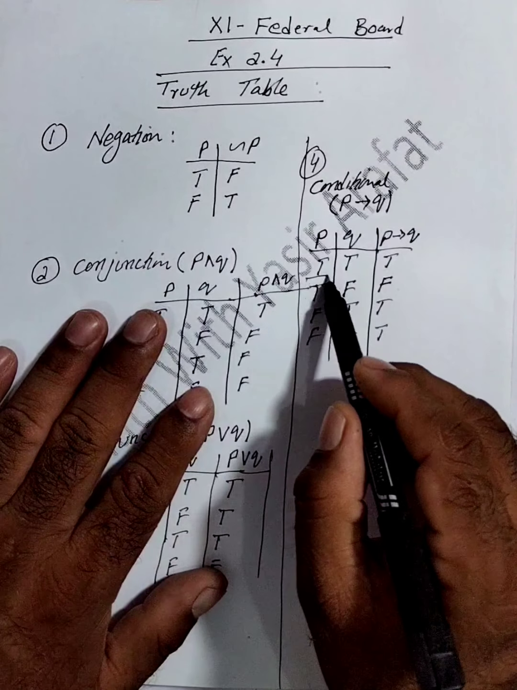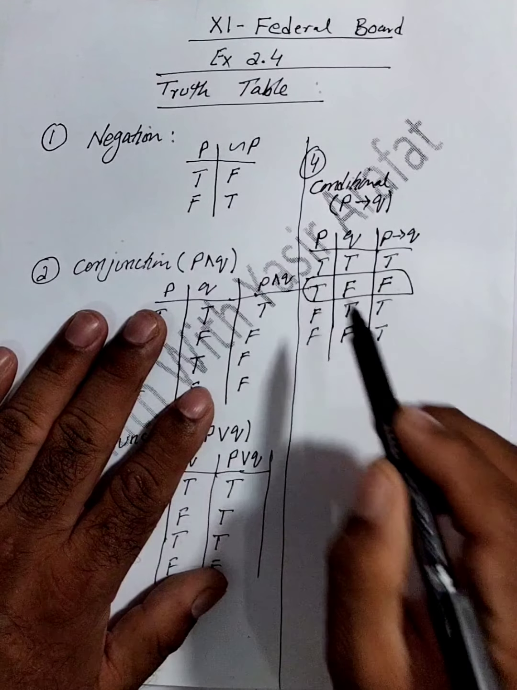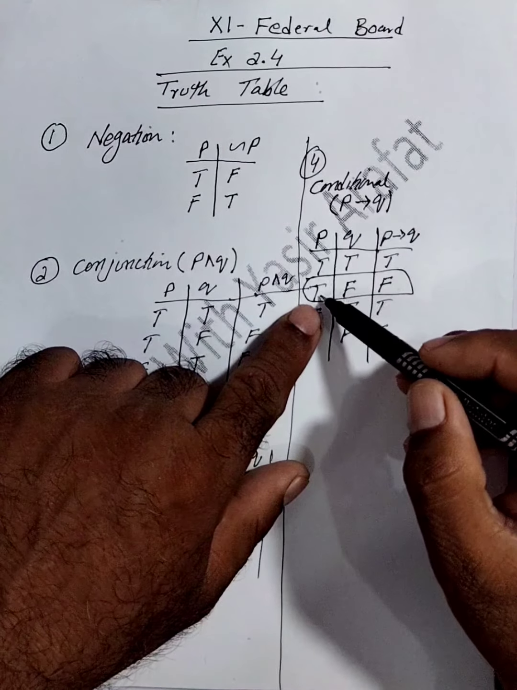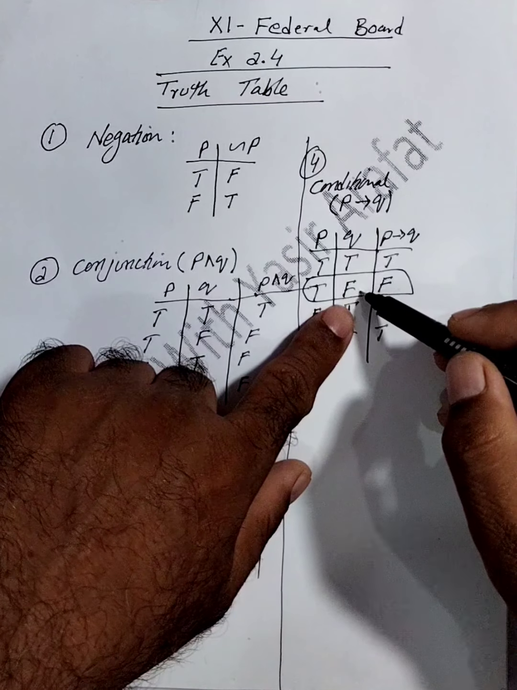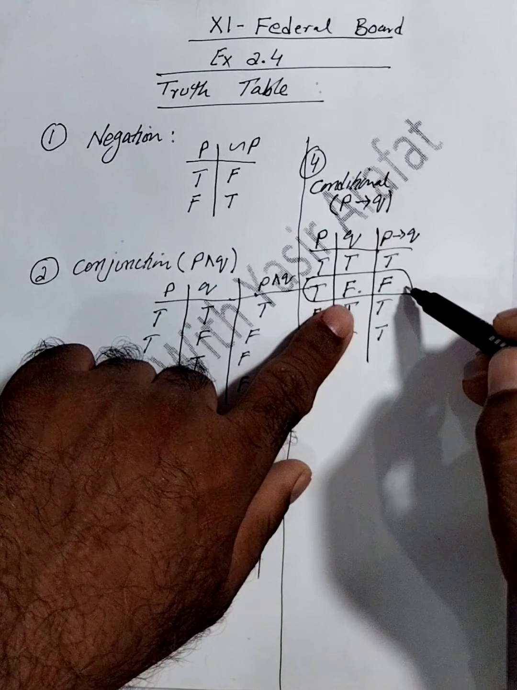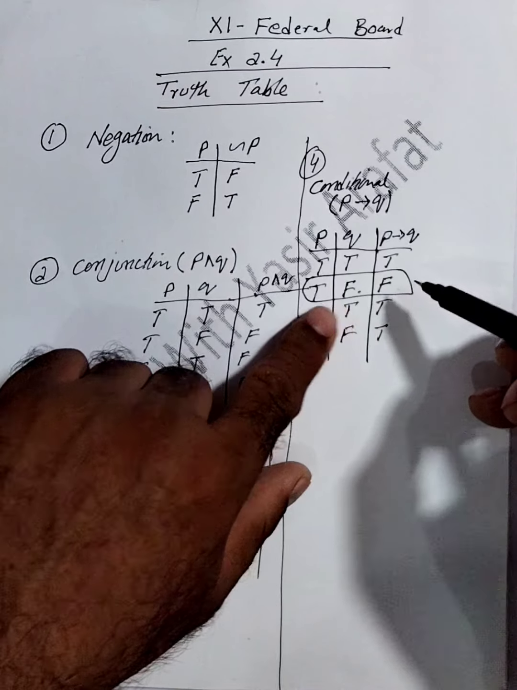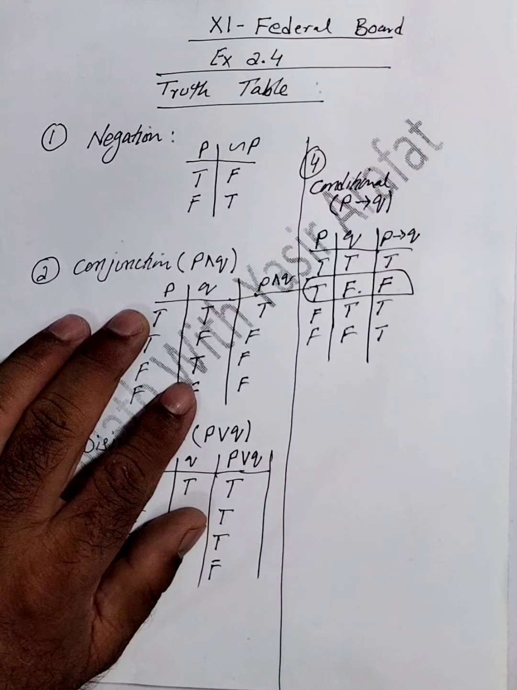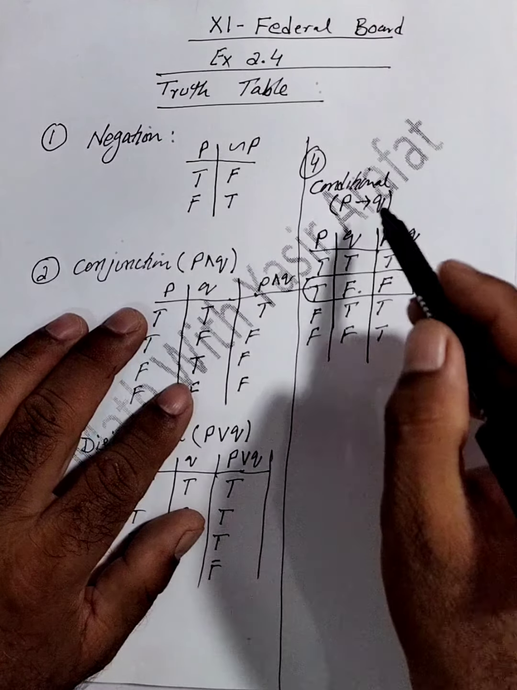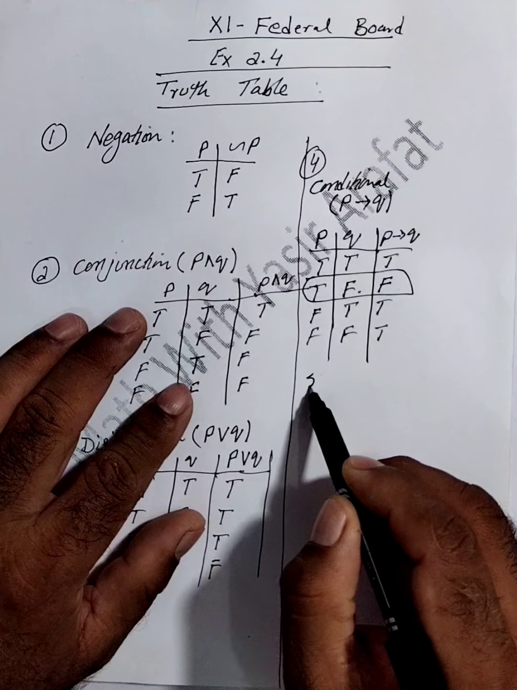Again listen, I am going to highlight this point here. If the antecedent is true and the consequent is false, then the statement P then Q will be false and the remaining all are true. So this is called conditional statement.